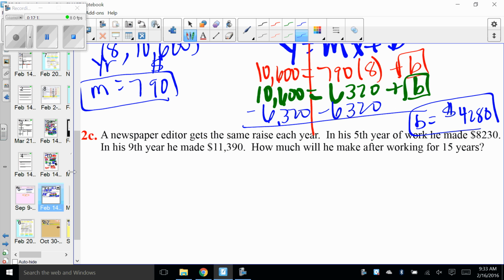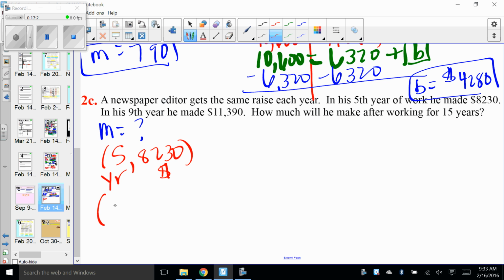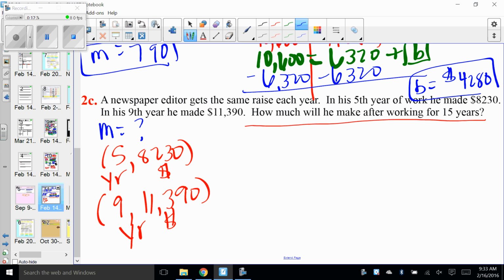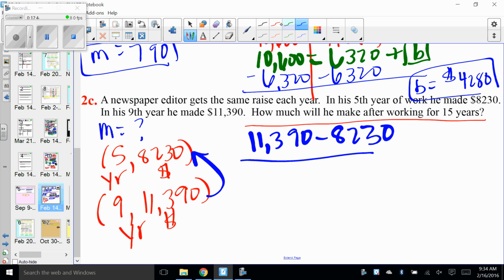A newspaper editor gets the same raise each year. That means that the slope is unknown. In his 5th year, he made $8,230. There's a coordinate. This is his year and how much he makes. On his 9th year, he makes $11,390. How much will he make after 15 years? Well, first thing we need to do is find the slope. So we're going to say y2 minus y1, so 11,390 minus 8,230 over x2 minus x1.